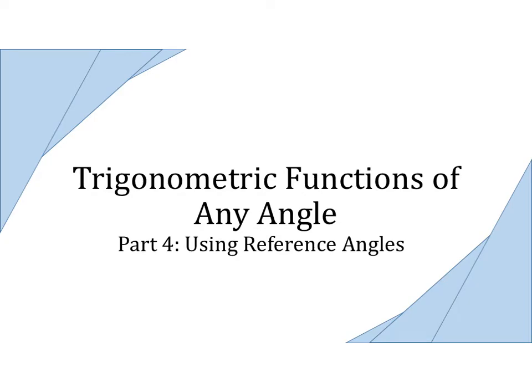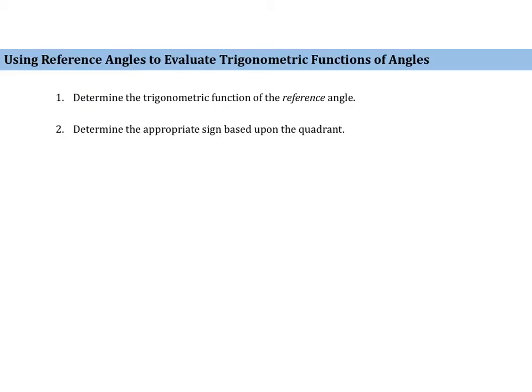In the last video, we learned how to look at an angle and find its reference angle. Now we'll use those reference angles to find the trig function evaluated at those angles. So in using a reference angle to evaluate the trigonometric function for an angle, the first thing that we do is we find the reference angle, and then we look at what quadrant the original angle is in.